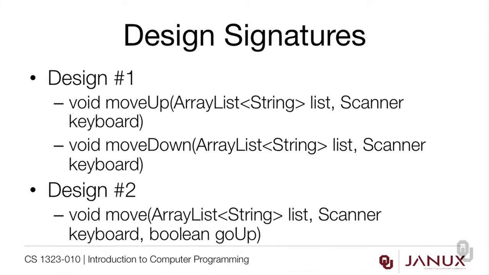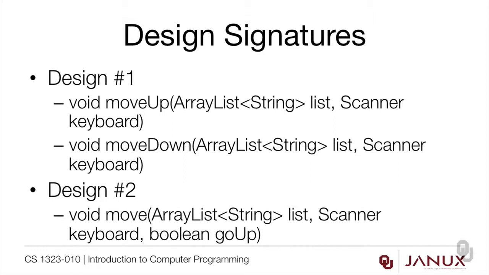Here's what the signatures should look like. Now, you'll see I've got 2 different design possibilities here. One has a method called move up and another has a method called move down. So those would be one choice. Or we could create one move method and pass in a Boolean that would be go up, which would be true when we're going up or false when we're going down.